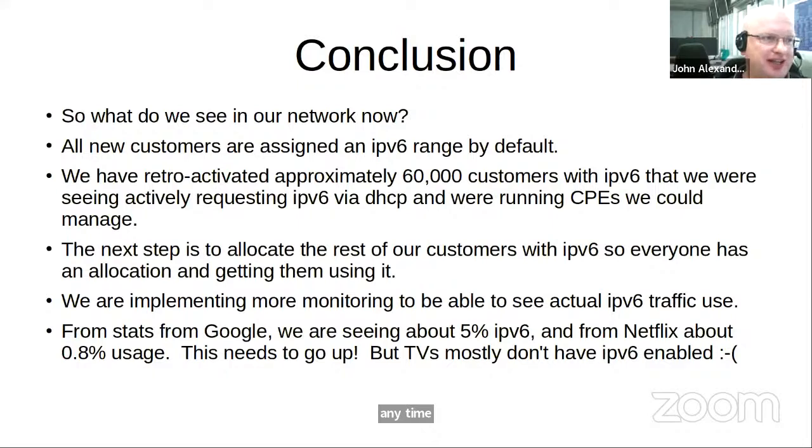So what do we see in our network now? All of our customers are getting V6 addresses when they sign up. So all new connections now get their routed /48, and they also get the /128 address for their WAN address. We've retroactively applied it to about 60,000 customers that we were seeing trying to get V6, but we weren't handing it to them. So we've now given it to them.